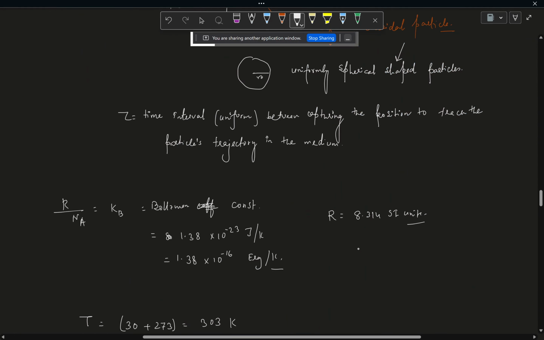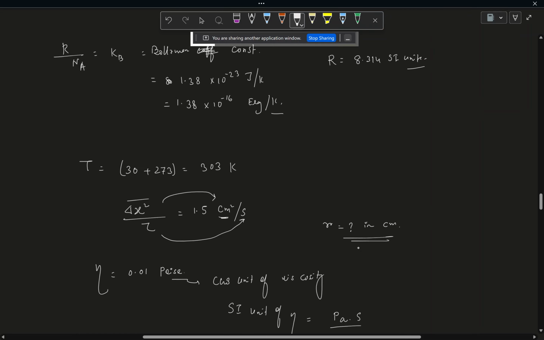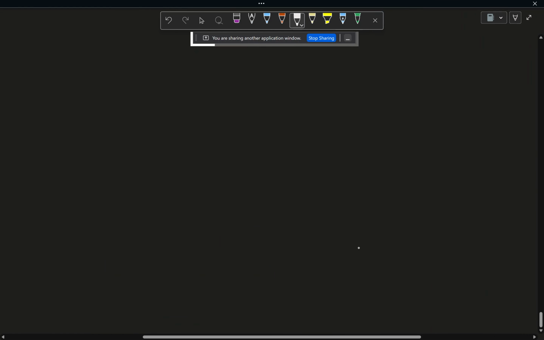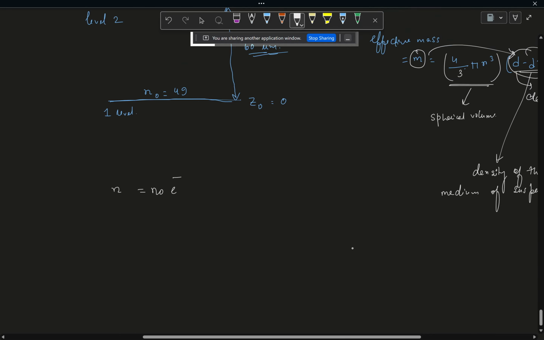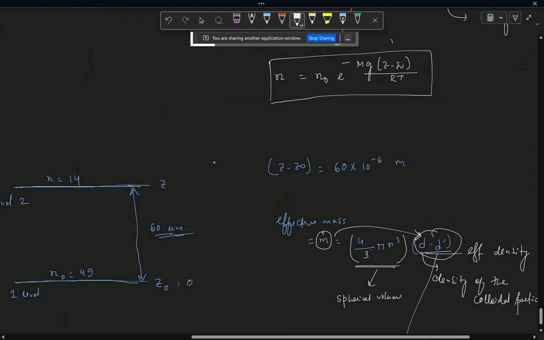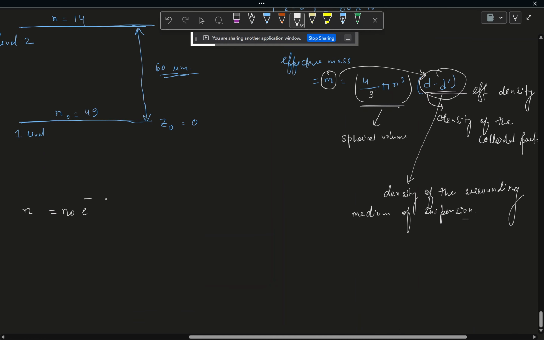So is it clear now? Yes. Yeah. Thank you. So let us then move on. Our formula was n equal to n naught. So what was the formula? n equal to n naught e to the power minus mg (z minus z naught) by RT.